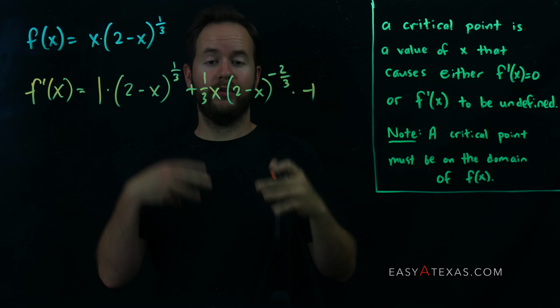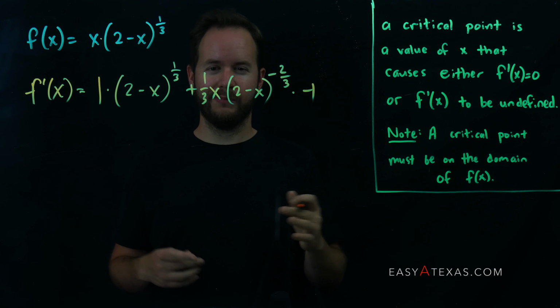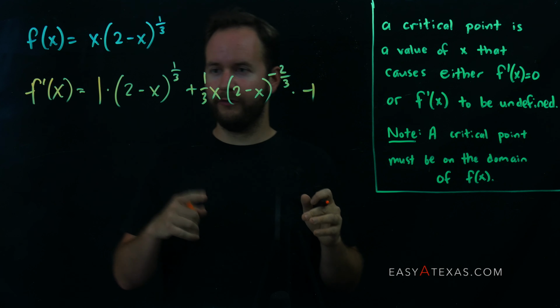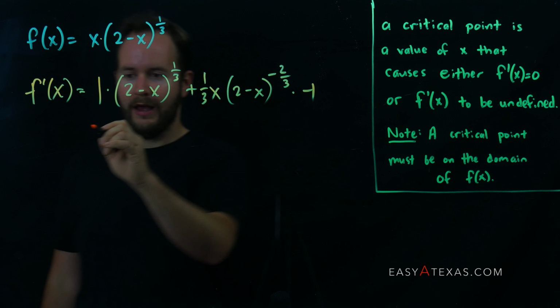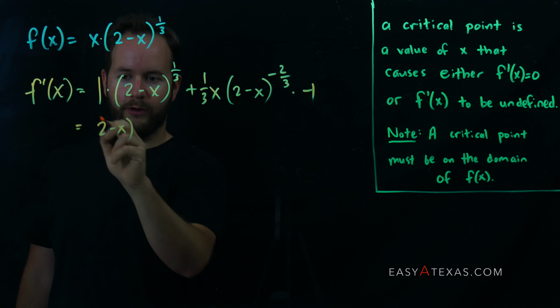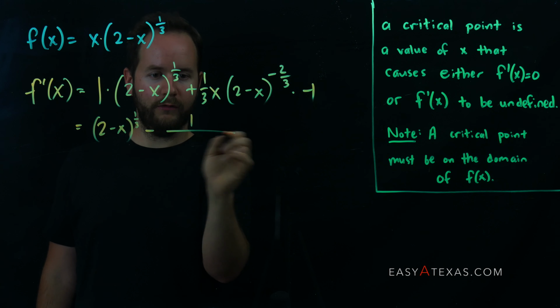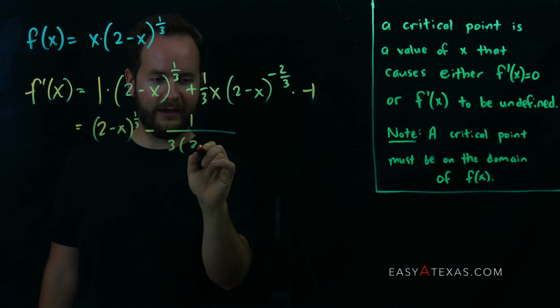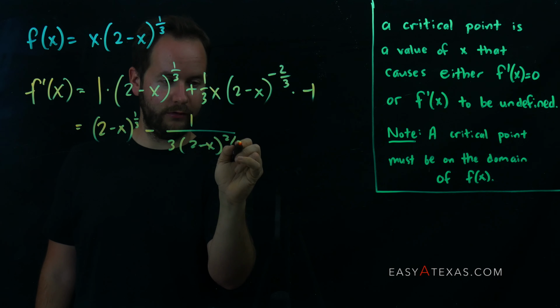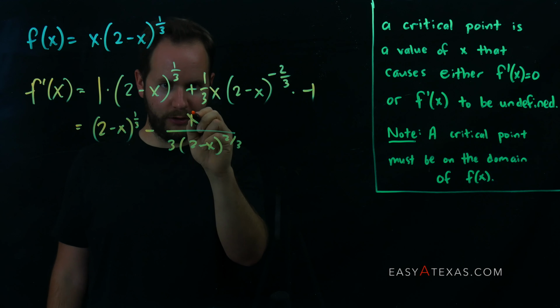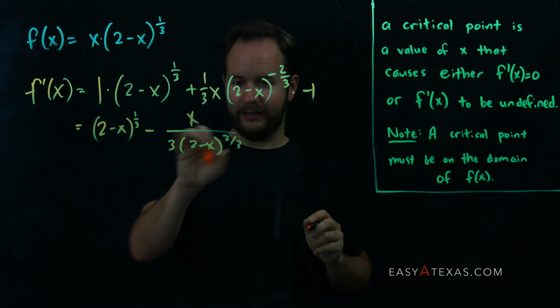I would love to set this equal to 0 and solve to find my critical points, but there's too much of a jumbled mess here. So what I'm going to do first is rewrite this expression on the right. I'm going to say 2 minus x to the 1/3, that's fine, but I am going to rewrite this as minus 1 over 3 times 2 minus x to the positive 2/3. Also, there's actually an x in the numerator there, and so this is how this right-hand side gets rewritten.